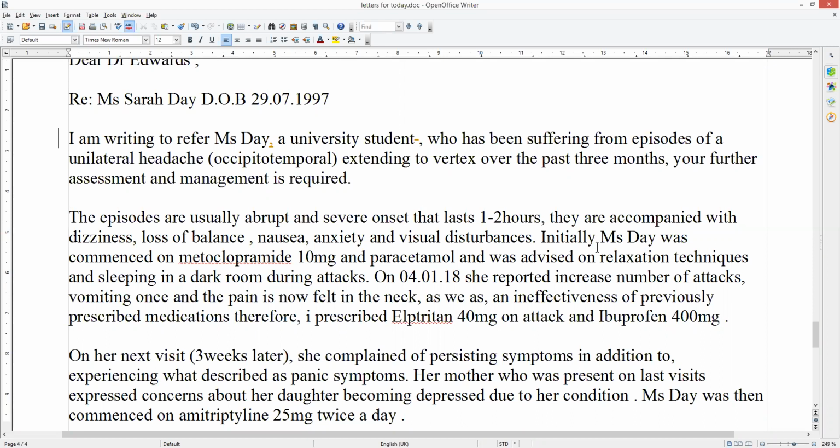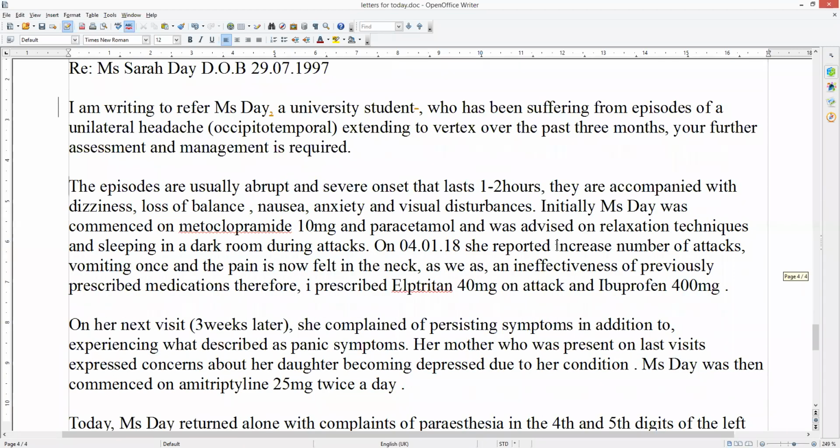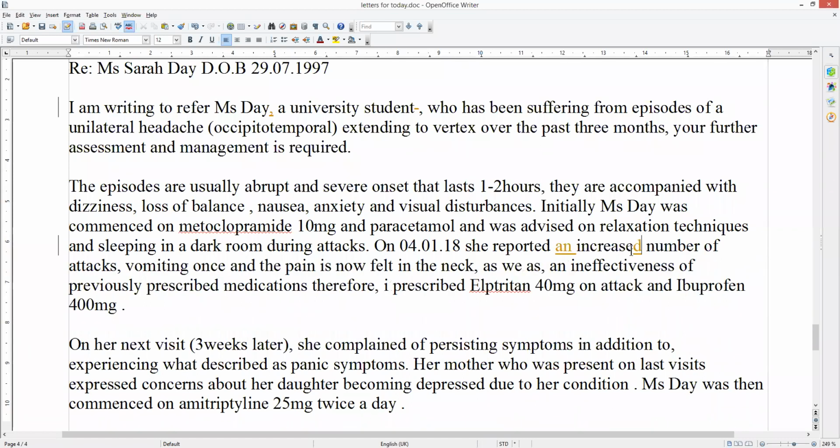Initially, Miss Day was commenced, when was this? On the 4th of the 1st, she reported an increased number of attacks. Some joint pains down the neck. And the effectiveness of the idea. So that paragraph is not very good at all.